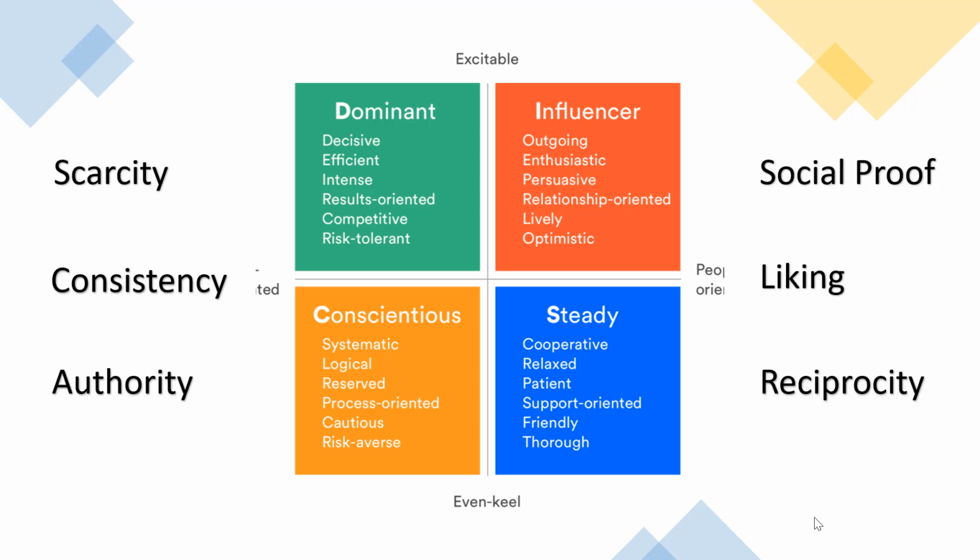Now what I've done here is I've kind of mapped the social style with the persuasion technique. So on the left-hand side, scarcity, consistency, and authority work really well with task-orientated people. Okay? Social proof, liking, and reciprocity work really well with people-orientated people. So you can start to see which ones we're going to use.